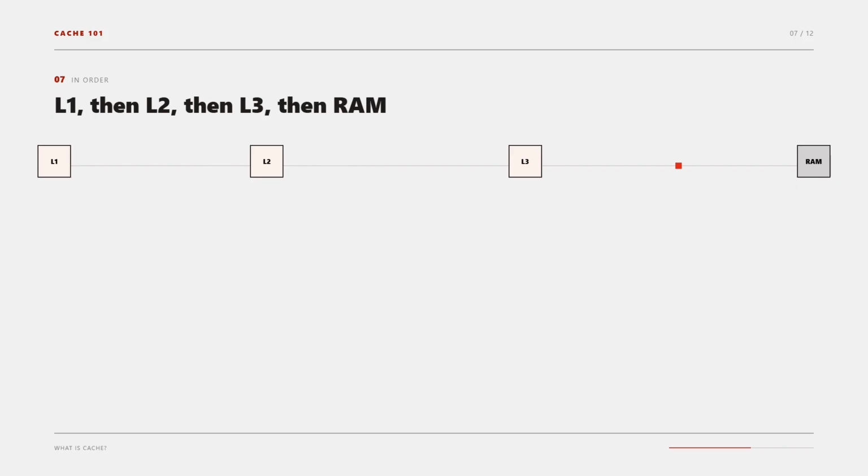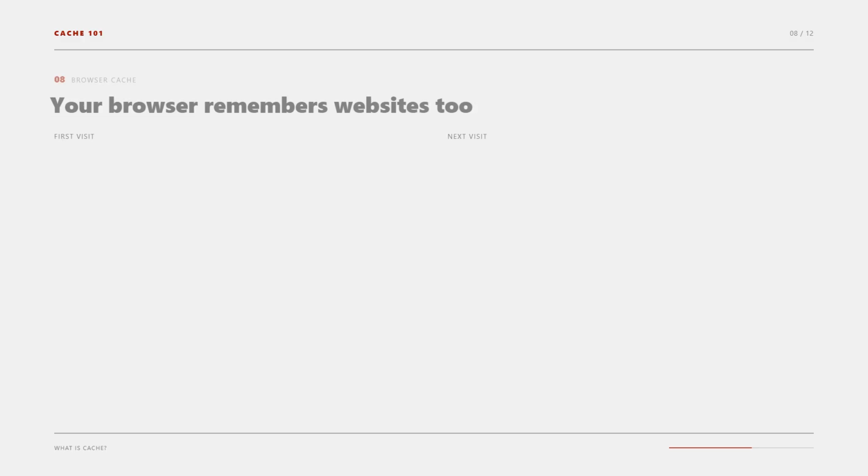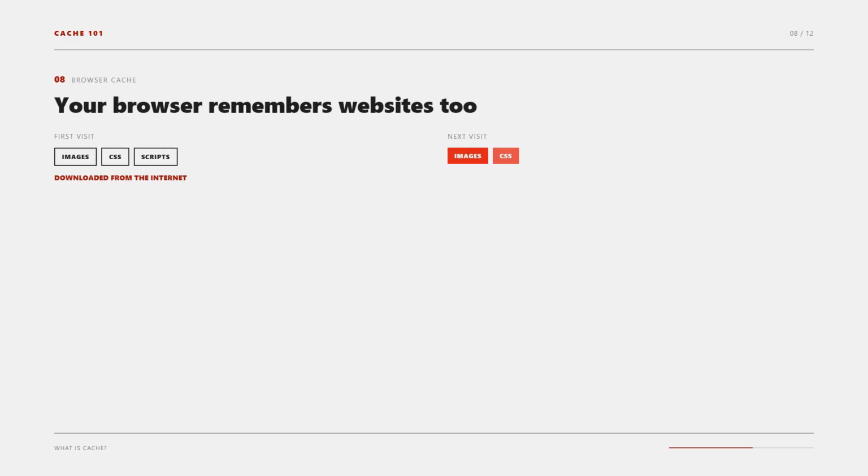Now, cache is not just something that lives inside your CPU. It also exists in other parts of your computer. For example, your web browser has its own cache called a browser cache. So for example, when you visit a website for the first time, your browser downloads all of the assets from that website, things like images, style sheets, and scripts. And then your browser saves those files in the browser cache on your hard drive. So the next time you visit that same website, instead of downloading all of those files again from the internet, your browser simply loads them from the cache. And this makes the website load much faster the second time around.